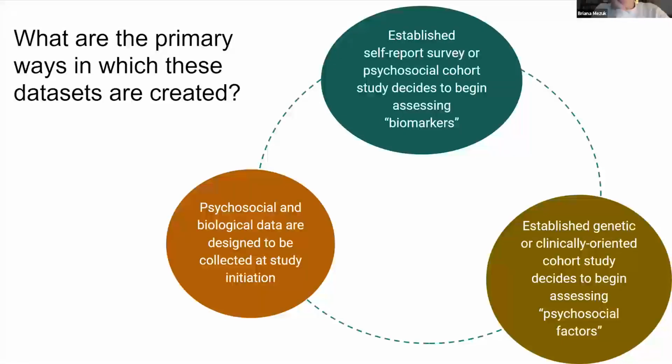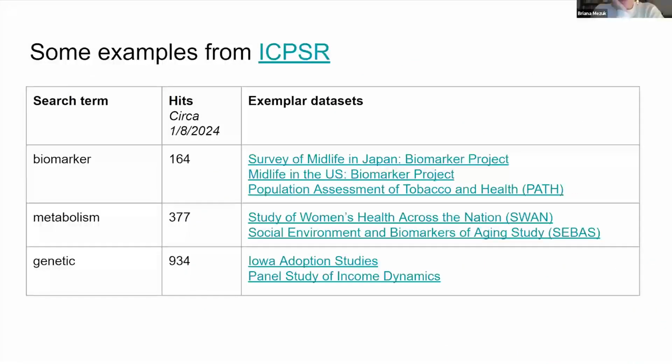But the other thing that's important to understand, and this is a little evident from the names of these studies, is this. Look at the panel study of income dynamics. Not a study that you might think, based on the name, would have genetic data, right? And it's true, when they started that study, they didn't have genetic data. But now they do. You could compare that to a study like the Survey of Midlife in Japan biomarker project. Obviously biomarkers are a core part of what that study is.